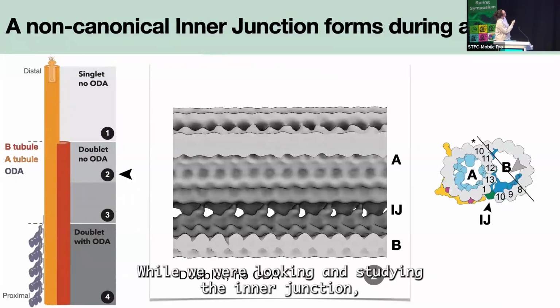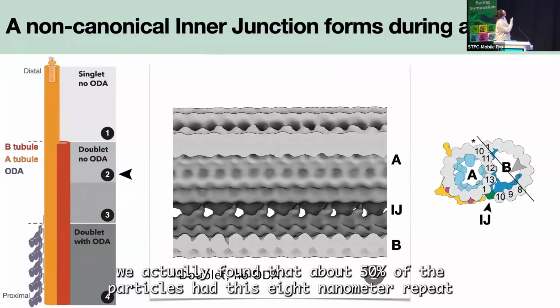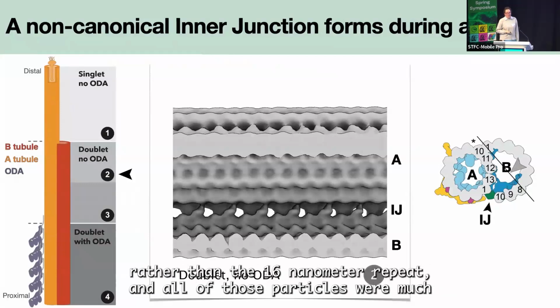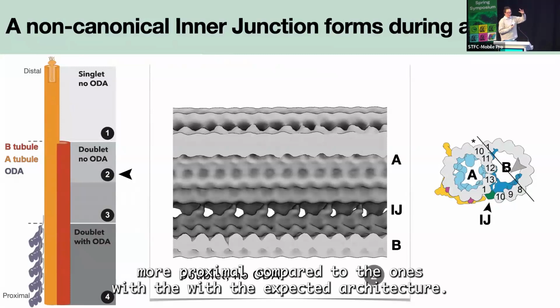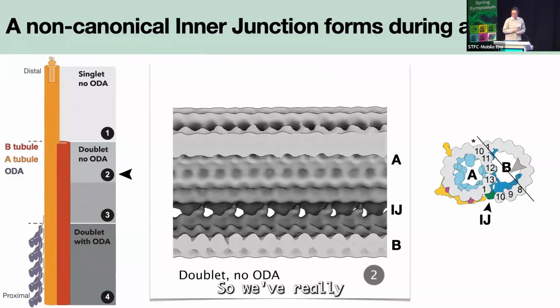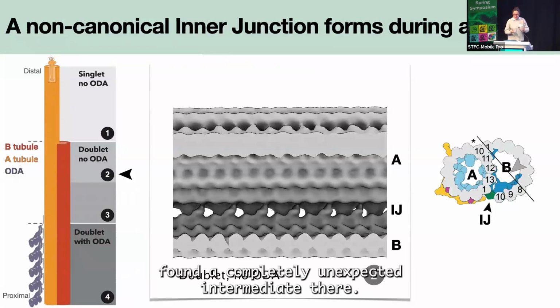While we were looking and studying the inner junction, we actually found that about 50% of the particles had this 8 nanometer repeat rather than the 16 nanometer repeat, and all of those particles were much more proximal compared to the ones with the expected architecture. So we've really found a completely unexpected intermediate there.